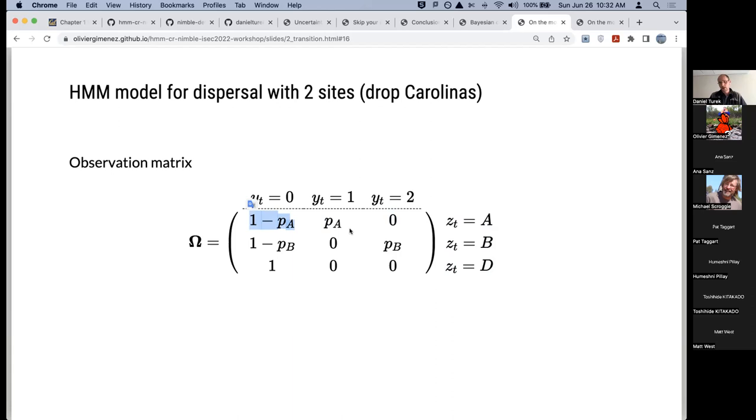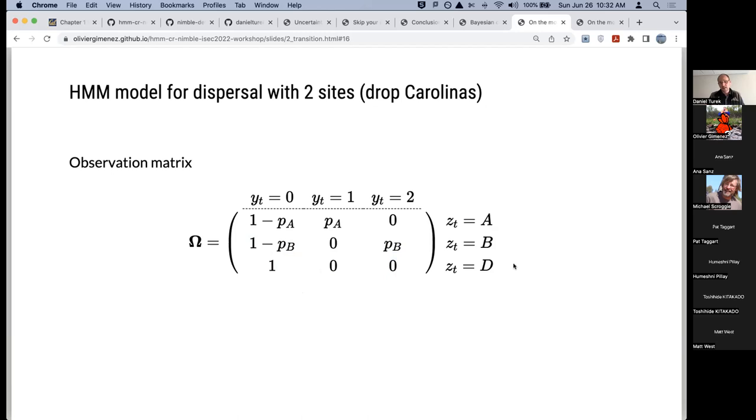And for site B, it's more obvious that summing across these rows necessarily gives 1. We need that to be the case. And if you are dead on a particular time period, then the probability of non-detection is 1, and the probability of detection in either site is, of course, 0. So there's our observation matrix, omega.